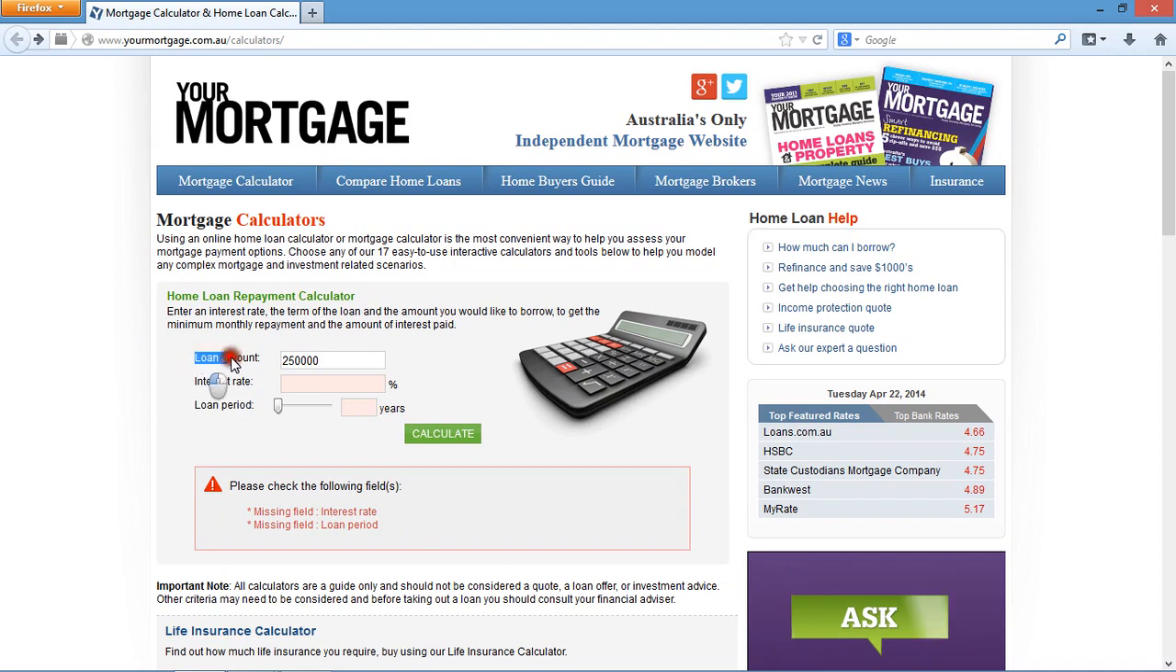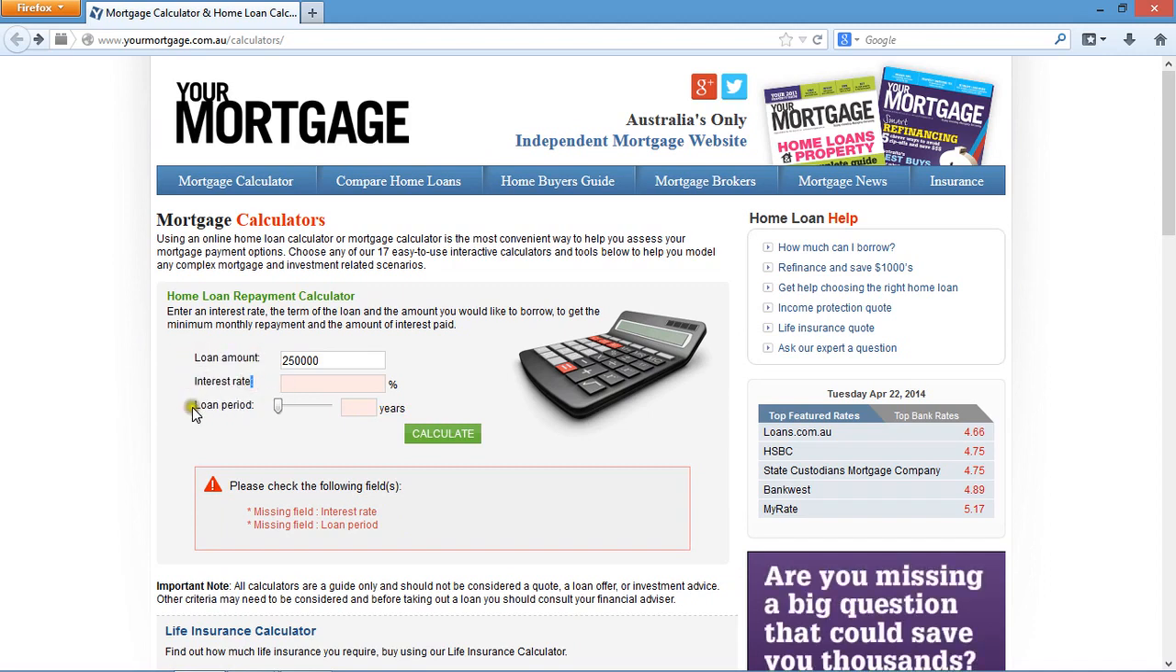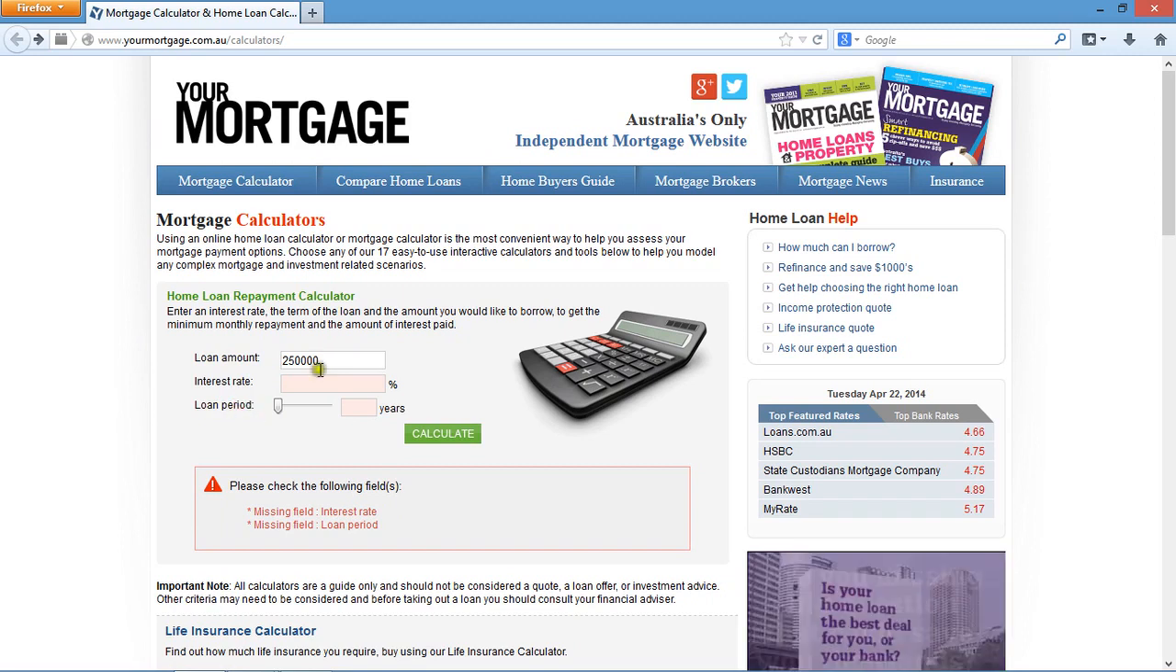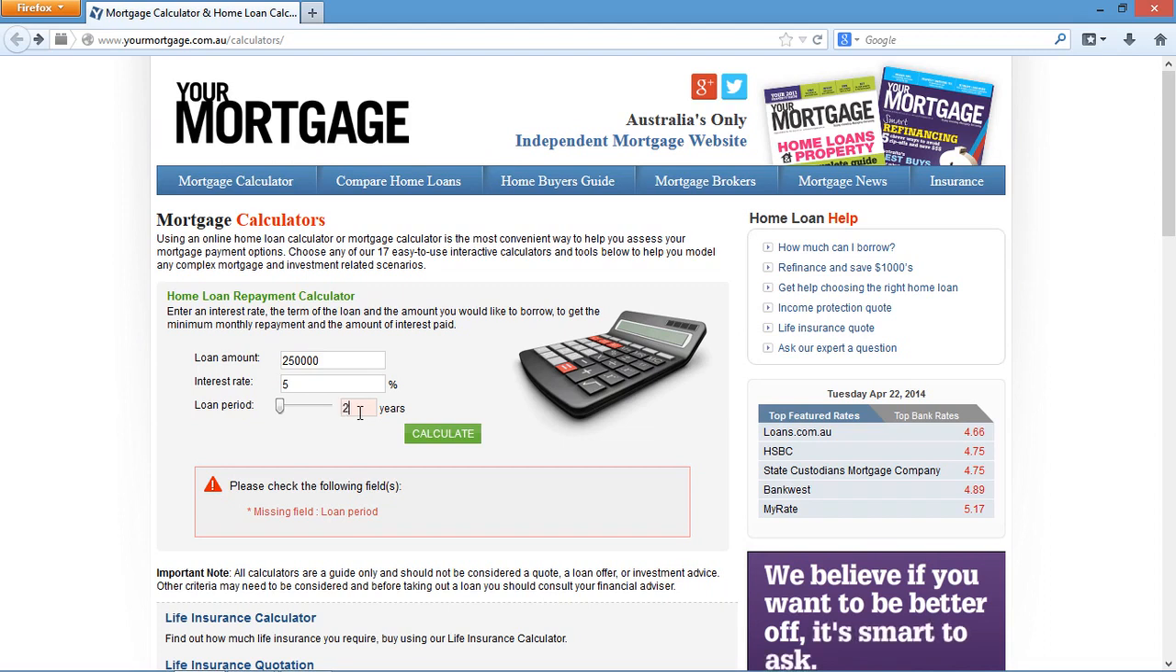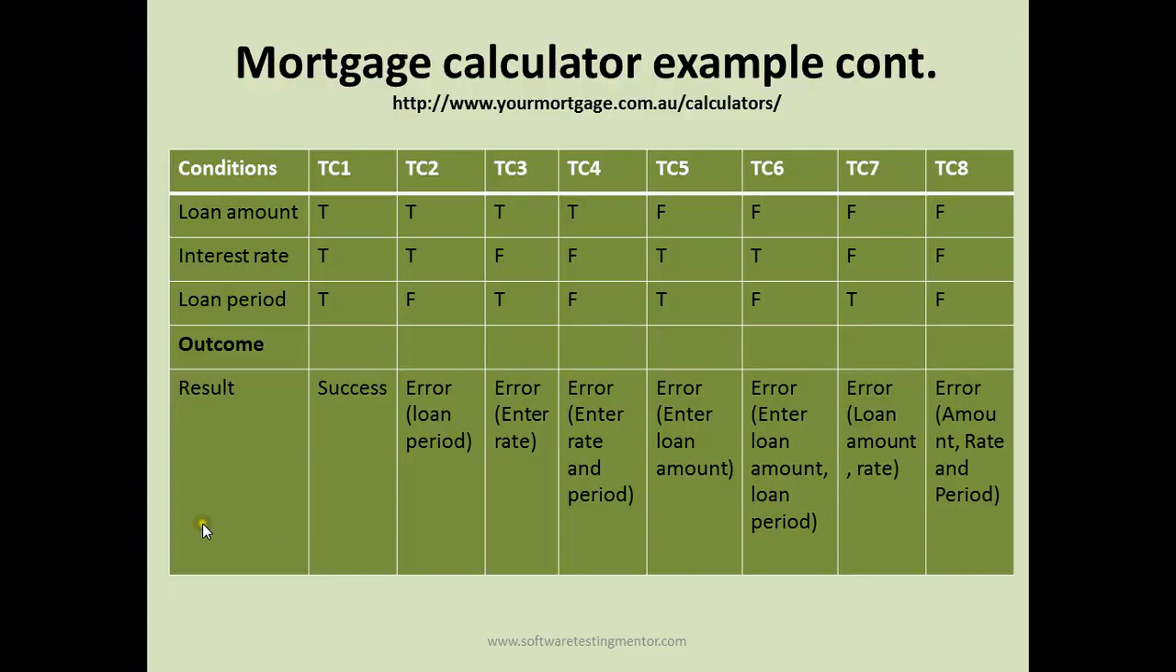And these are the input conditions. So how many conditions are here? Loan amount is the first condition, interest rate is the second condition, and loan period is the third condition. If the first condition is true and the second and third are false, then you get an error. If all of them are true, then it gets processed successfully and you get your equated monthly installment. But if any of them is missing, then it should give you a proper error message. So let's go ahead and see the table, what test cases are possible in this case.